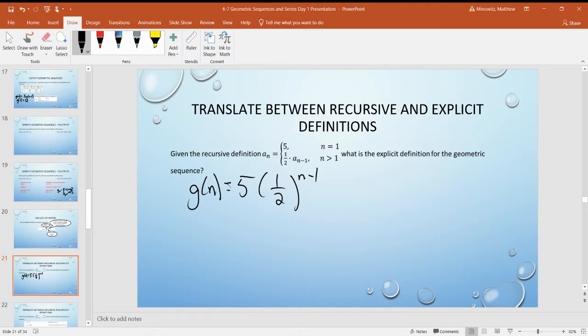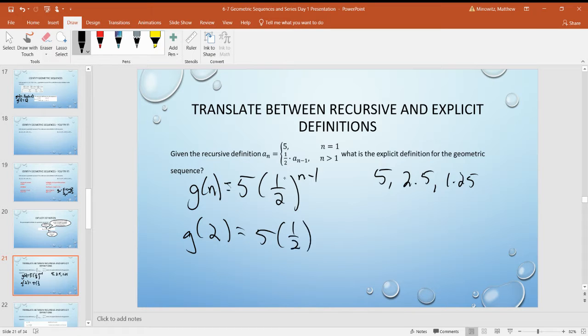And I could check that this works. I know that if 5 is the first term, going by half every time, 2.5 needs to be my second term. So I can test it out and say, g of 2, does that get me 2.5? So you have 2 minus 1 is 1, 1/2 to the first is 1/2, and half of 5 is 2.5. So this is my explicit definition, which is very similar to the formulas that we've come up with for many years.